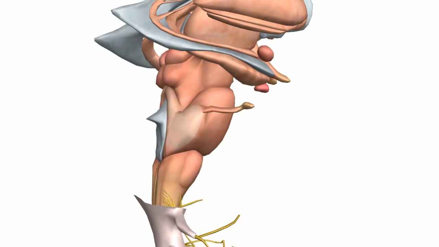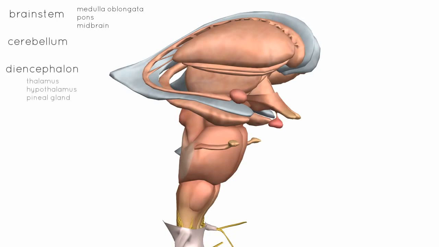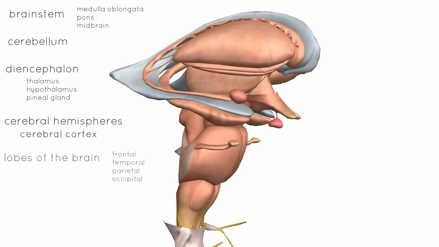So those are the parts of the brain. We've gone through the brainstem, the cerebellum, the diencephalon, which consists of the thalamus, hypothalamus, pineal body. We've talked about the cerebral hemispheres and the cerebral cortex. We've talked about the lobes, and we've talked about the stuff that's contained inside the hemispheres, so the basal ganglia, the limbic system and the ventricles. So I hope that's given you a three-dimensional idea of how the parts of the brain relate to each other.